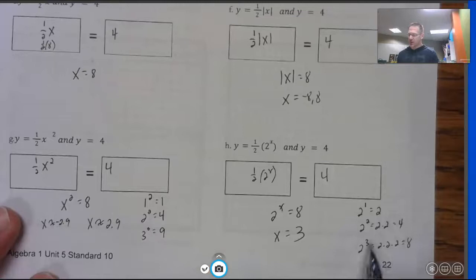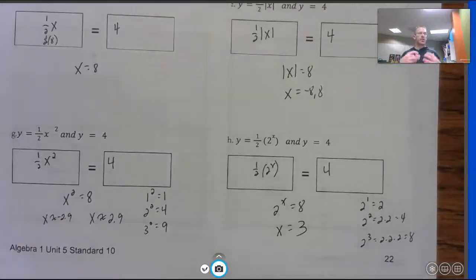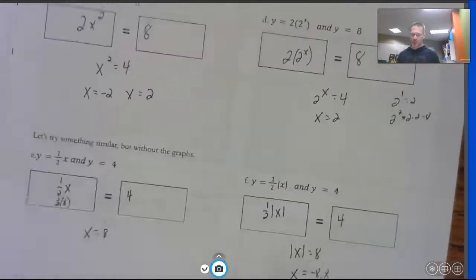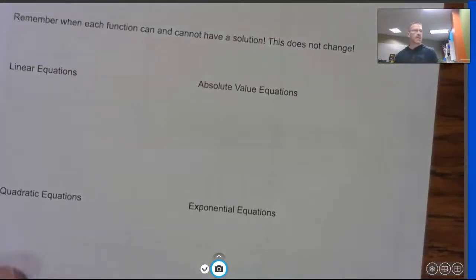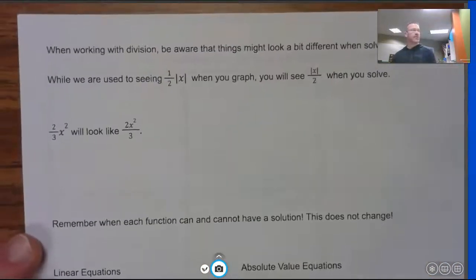All right, and notice I'm doing a little bit of side work, right? So this is totally fine, right? To help yourself, give yourself a visual to work through those particular problems. All right, so now here's the difference, right?